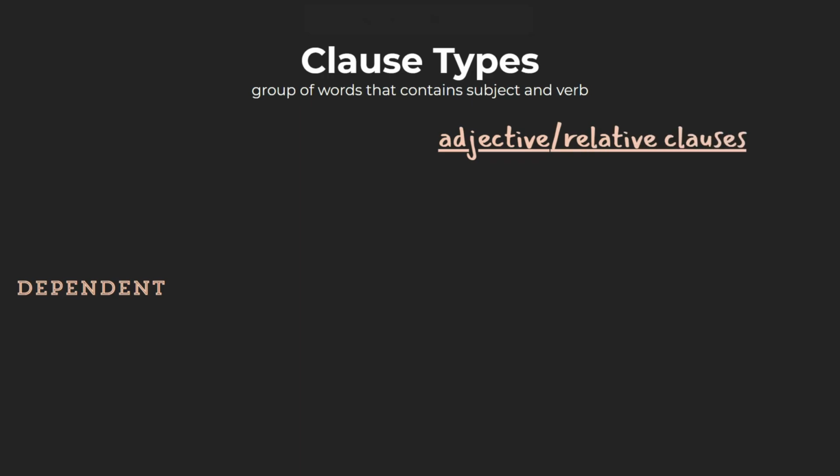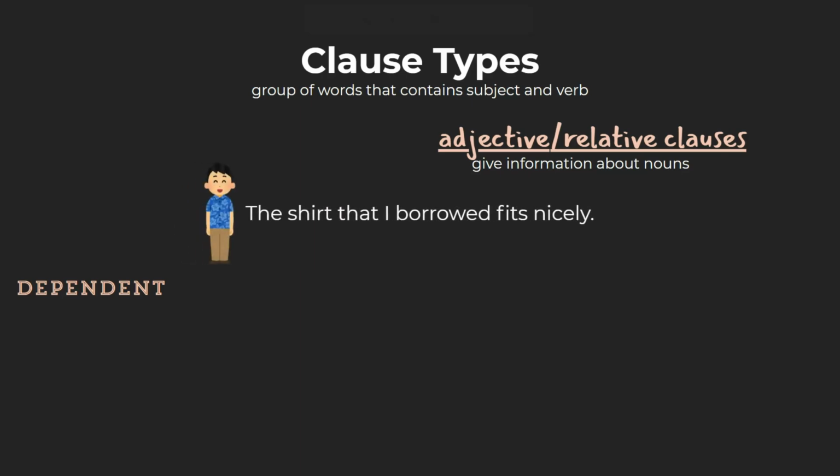Just like adjectives describe nouns, adjective clauses provide us with more information about nouns in a sentence. For example, in the sentence, "The shirt that I borrowed fits nicely," the independent clause is, "The shirt fits nicely." The phrase that I borrowed is inserted into the clause to give us more information about the shirt. Adjective clauses start with a relative pronoun like who, whom, which, that, or whose.